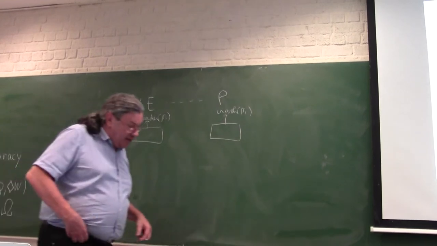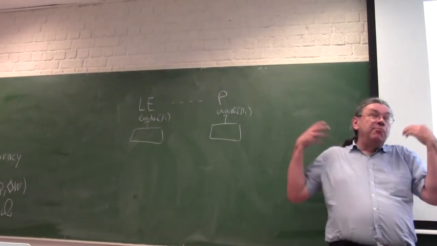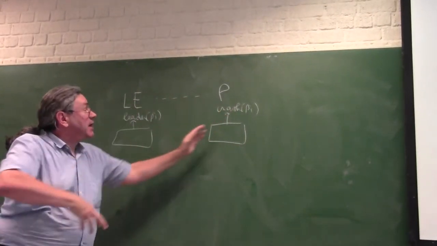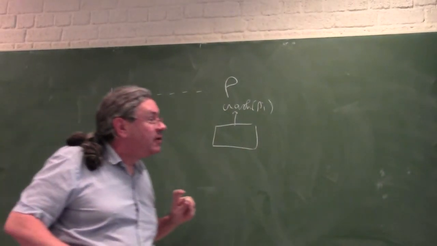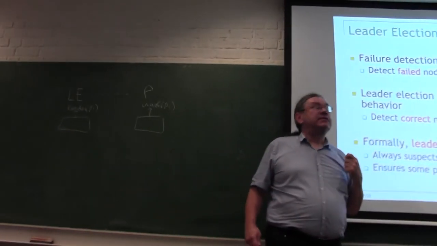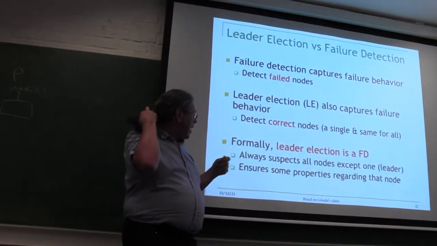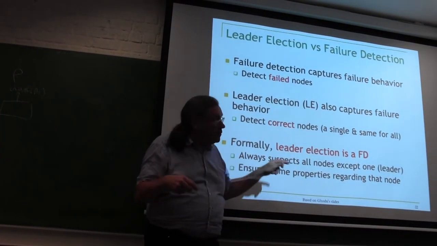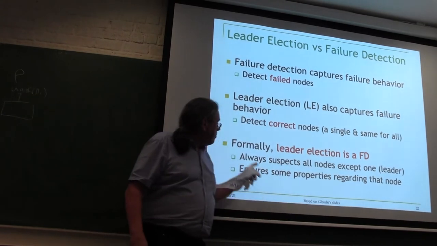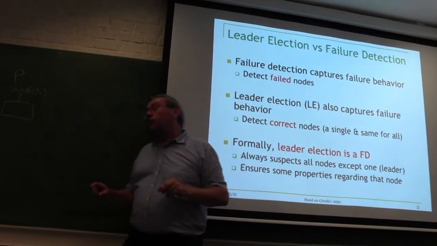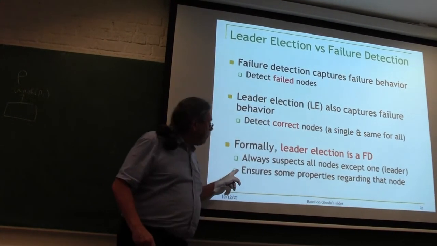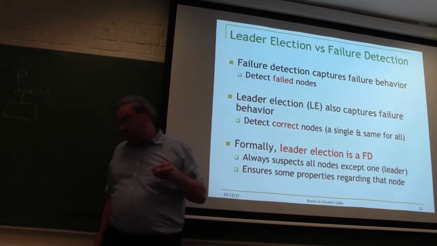So leader election, intuitively, is similar to a failure detector. When I say similar, I mean a box with things coming out with certain properties. In a leader election, I want all the nodes to elect the same leader. So every node has to come up with one node, which is the leader. So it suspects all nodes, that means it suspects all of them to be not leaders, and one of them is going to be the leader. And then there has to be some property: they all have to pick the same leader.